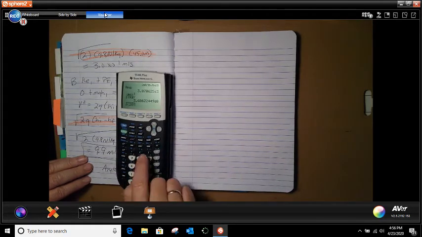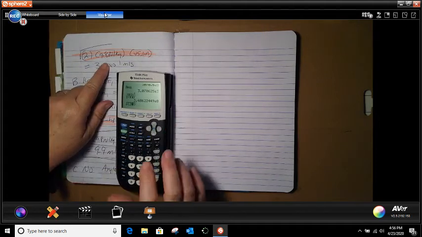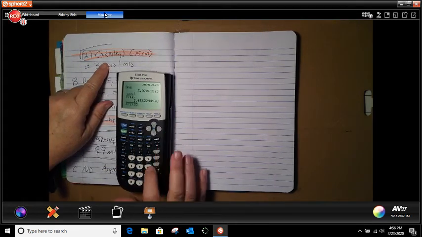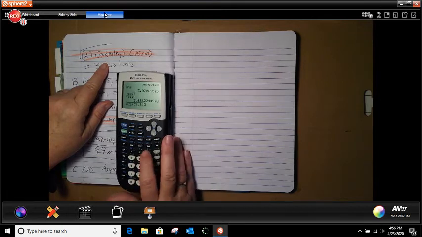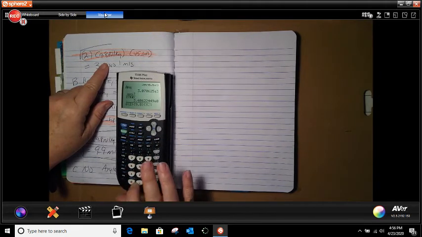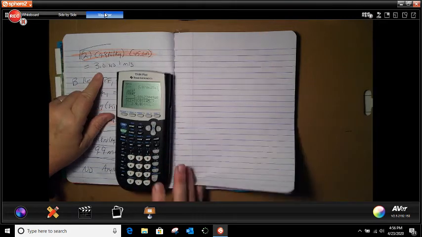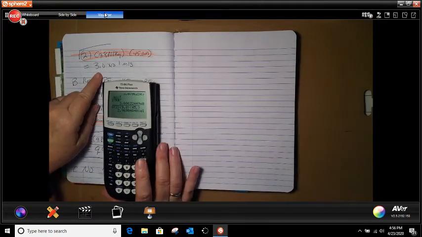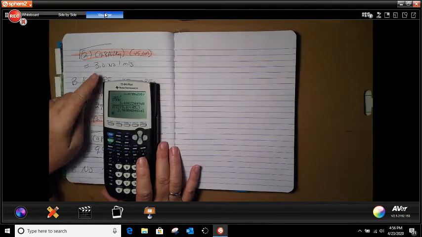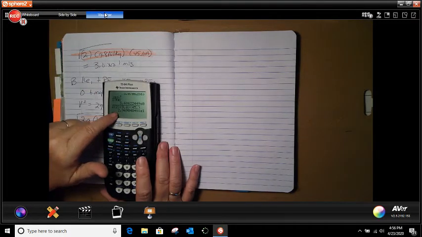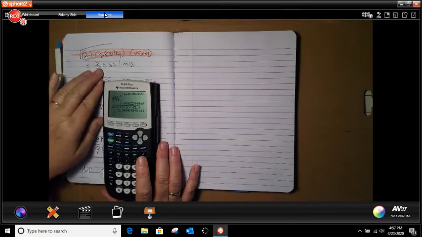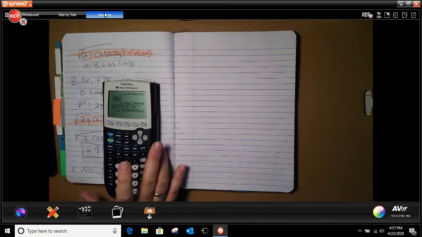Open bracket 2, open bracket 9.8, which is gravity, and times the height, which is 45. And then if you hit your enter key, you get 2.96 times 10 to the first. Since that is a 9, I would round that up to 3. And that's how I have 3.0 times 10 to the first.